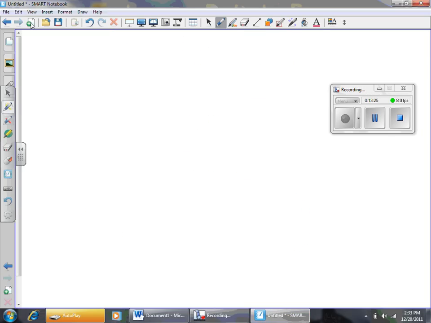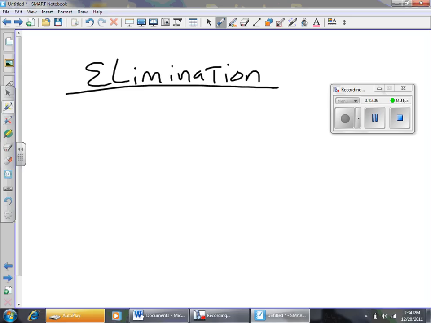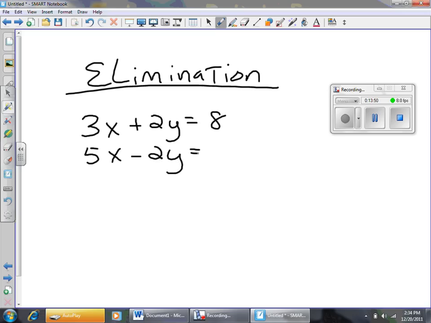All right. Now we have to learn the new type, which is solving by elimination. Okay, and I'm not going to do a whole lot of examples. You get some practice in class with that. Solving by elimination. Let's say we have an equation like this. And 5x minus 2y, and we're going to make that equal to 8 as well.